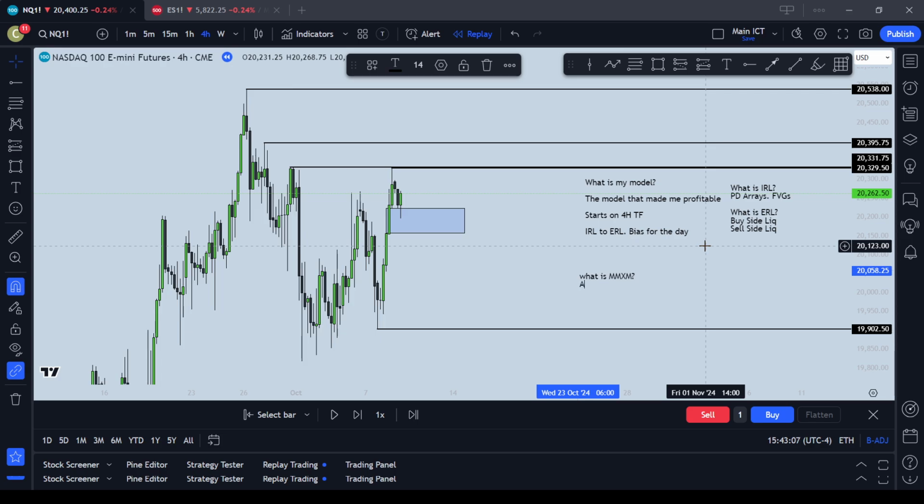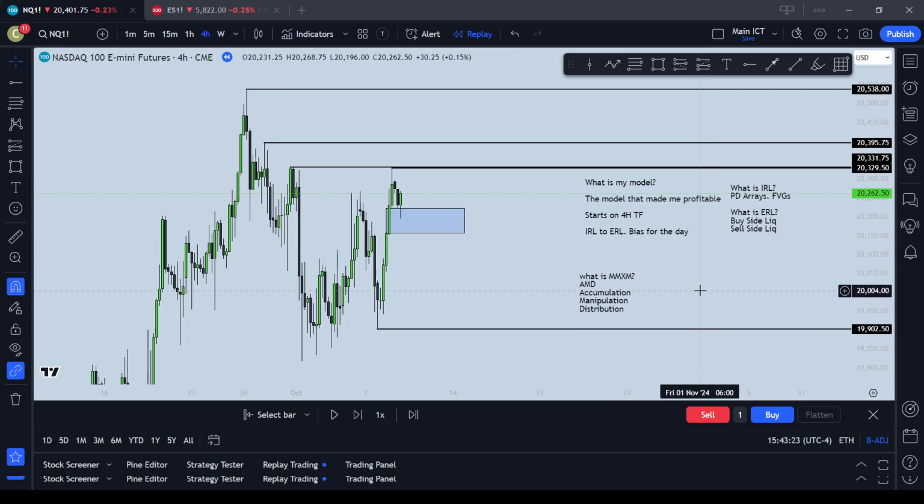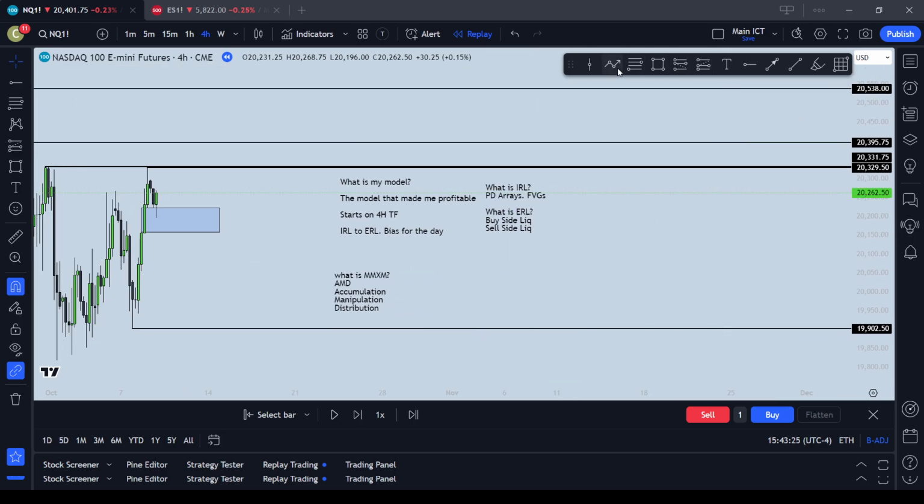This can be defined by AMD. What is AMD? Accumulation, manipulation, and distribution. What does that look like? Okay, let's draw it. What is accumulation? Accumulation is a fancy word for consolidation. What does consolidation look like? Sideways trading, all right? This is consolidation right here.